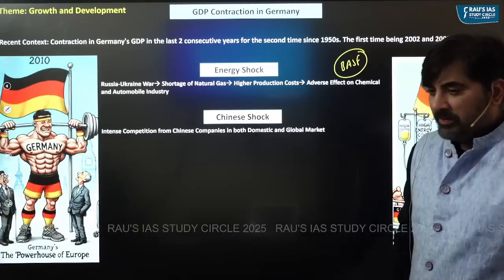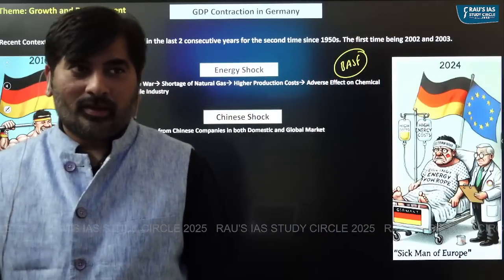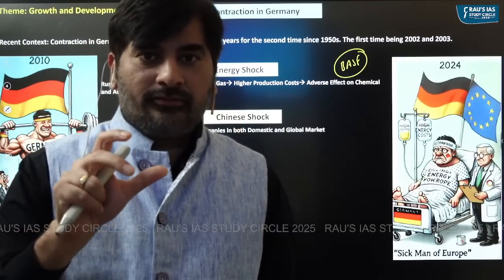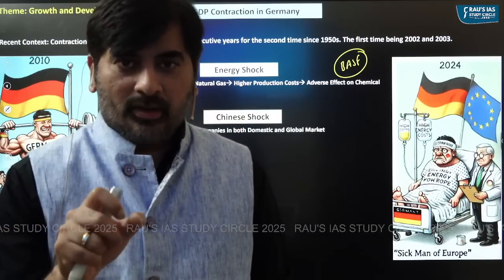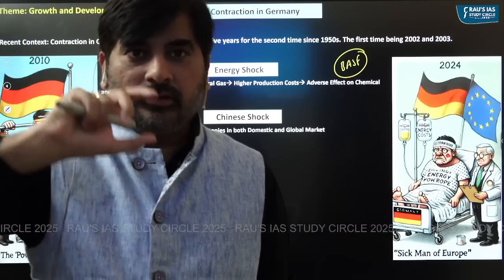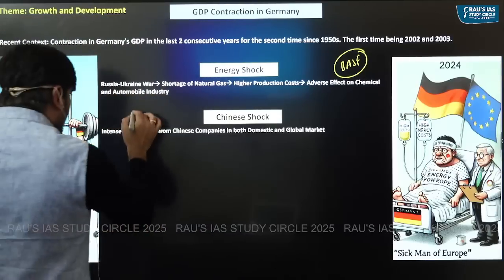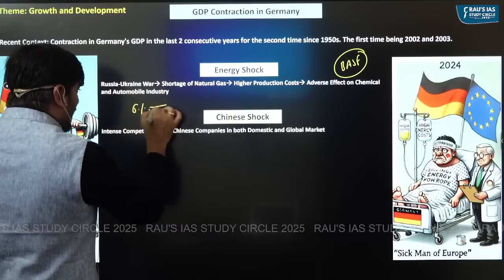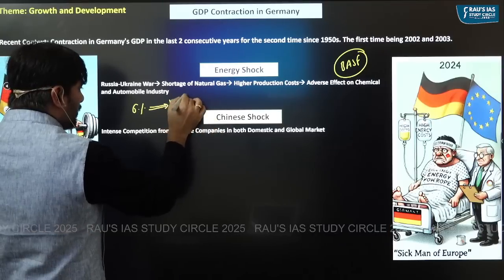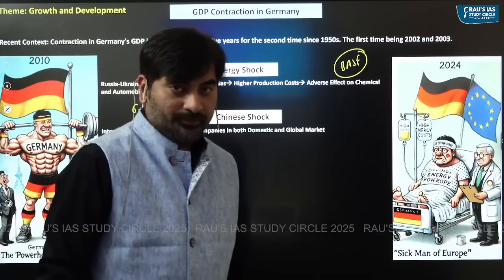The second problem is obviously the shock coming from the Chinese economy. If you look at China, at the start of this century, China accounted for just 6% of the global manufacturing output. But it is being said that by 2040, China would account for almost 45% of global manufacturing output.